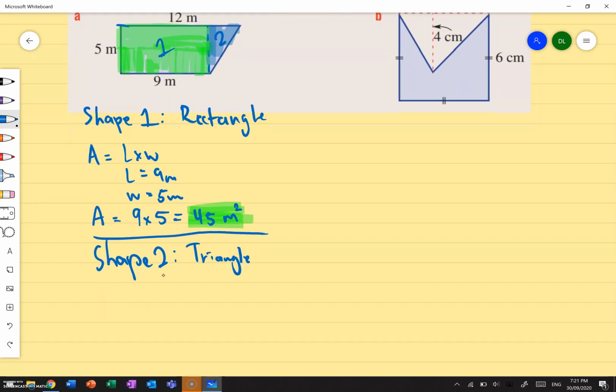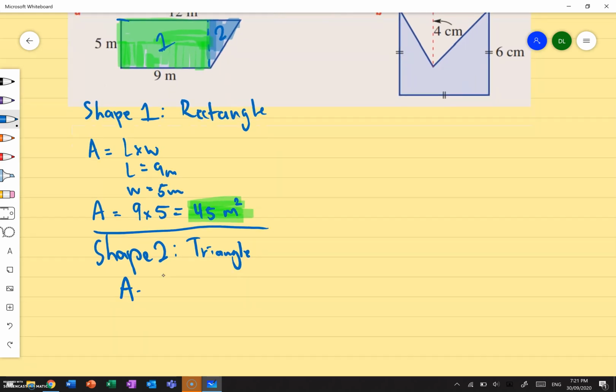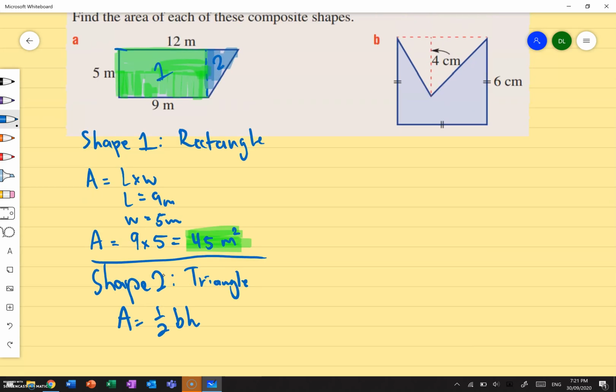Remember from our previous lessons that the area of a triangle is half times base times height. So I need to find, well, what's my base? Now let's look at it from here. Let's call that my base. I'm going to use a different color pen so we can see. Let's call that our base. And then from here to here, let's call that our height.